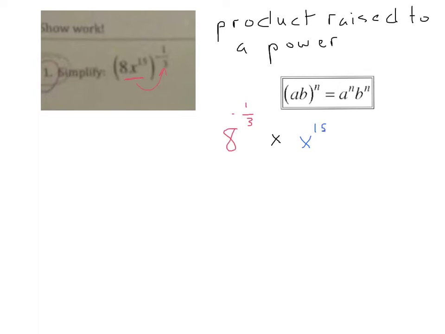And then remember, we're going to want to raise that thing to the power. So it's going to be x to the 15th to the negative 1/3. So now we need to look at just one of these things. The second one seems pretty tricky. It's something being raised to the 15th and then raised again to a negative fractional exponent. So why don't we just start with 8 raised to the negative 1/3.